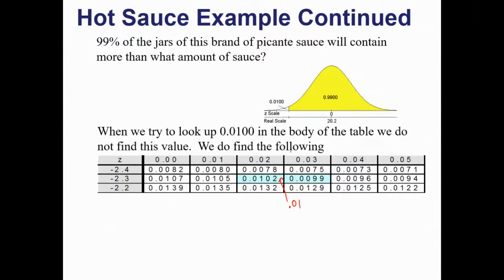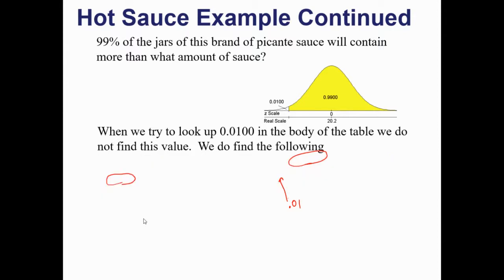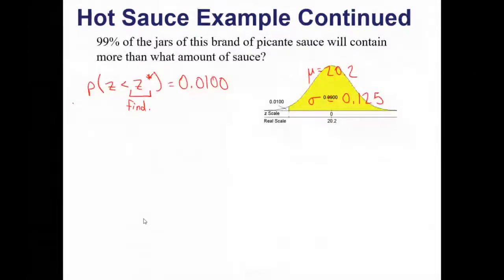Somewhere in there. So then we have to pick which one it's closer to. Closer to the 0.0099, which means I want to use this column and this row. Negative 2.33 is my z. Let me go back. Z star is negative 2.33. But remember, it's not asking for z star, it's asking for the amount of sauce.